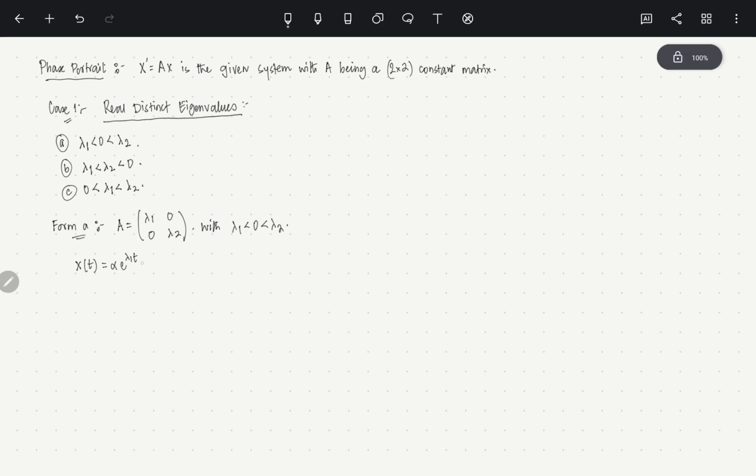So what you can do is you can show that for the canonical form you have two solutions. The eigenvectors corresponding to them will look like this: (1, 0) and (0, 1). Beta times e to the power lambda 2 of t times (0, 1). Is it okay? Once you do this, that's your general solution.